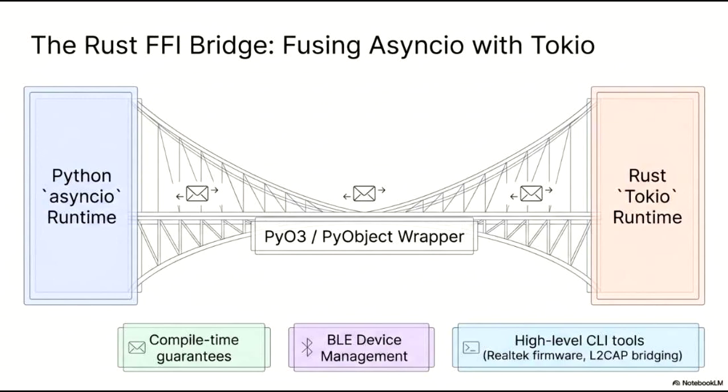By leveraging this bridge, we can maintain Rust's strict compile-time guarantees across the interface, ensuring a high degree of memory safety and reliability. This approach is instrumental in managing complex, low-level operations, such as BLE device management. Furthermore, it enables the development of powerful, high-level CLI tools capable of handling specialized tasks like Realtek firmware updates and L2CAP bridging, combining Python's ease of use with Rust's underlying speed and security.